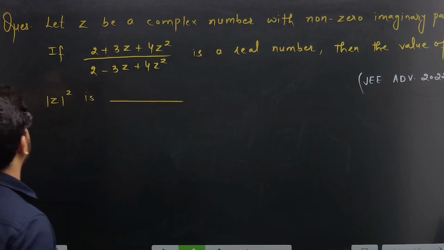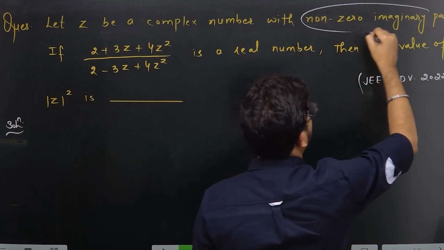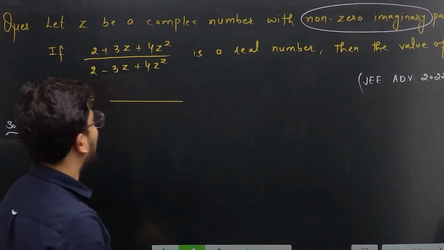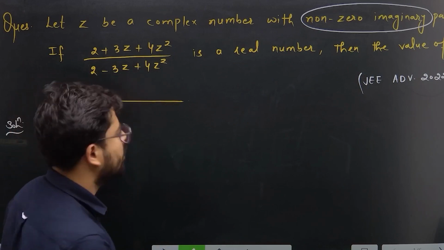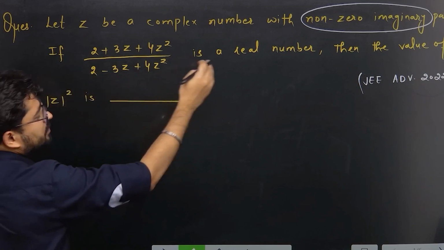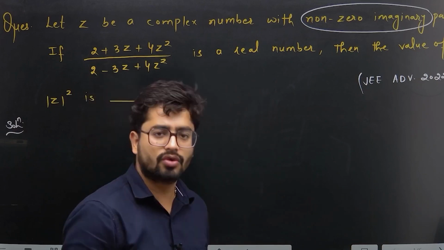Okay, and your question is what? Let Z be a complex number with non-zero imaginary part. Okay, non-zero imaginary part. And if this thing is a real number, then you have to find the modulus of Z square. Okay, so if something is a real number, then that is equal to what? That is equal to its conjugate.